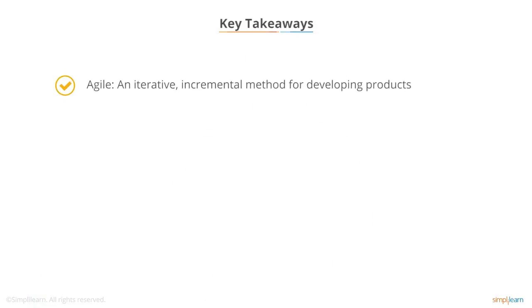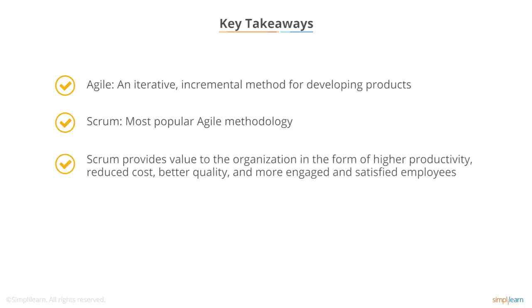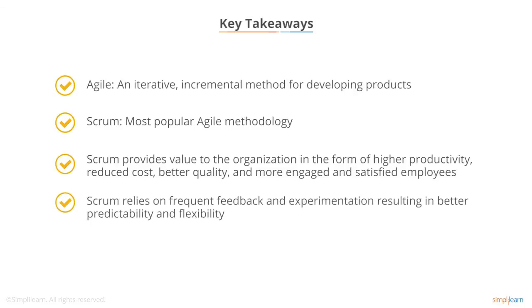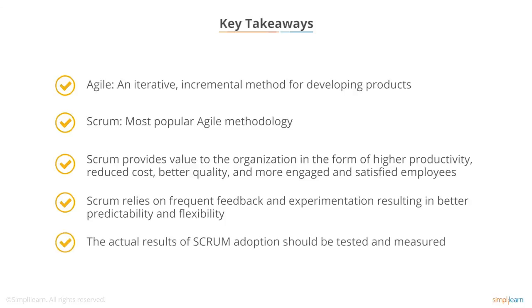Agile is an iterative and incremental method for developing products. Scrum is the most popular Agile method. Scrum provides value to the organization in the form of higher productivity, reduced costs, better quality, and more engaged and satisfied employees. Scrum results in faster time to market and improved stakeholder satisfaction. Scrum relies on frequent feedback and experimentation, which results in better predictability and flexibility. And as with all other endeavors, we should test and measure the actual results of Scrum adoption.